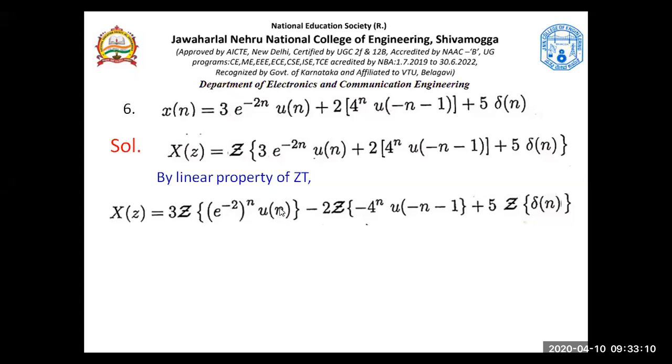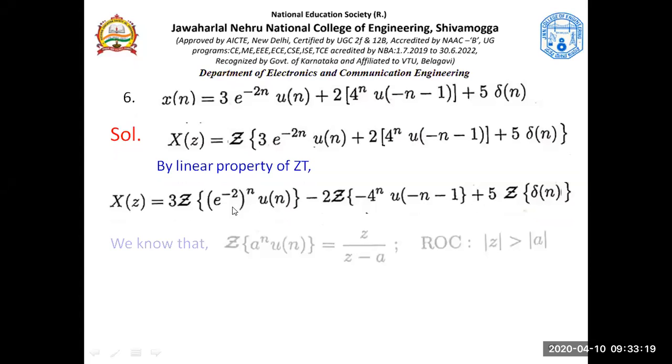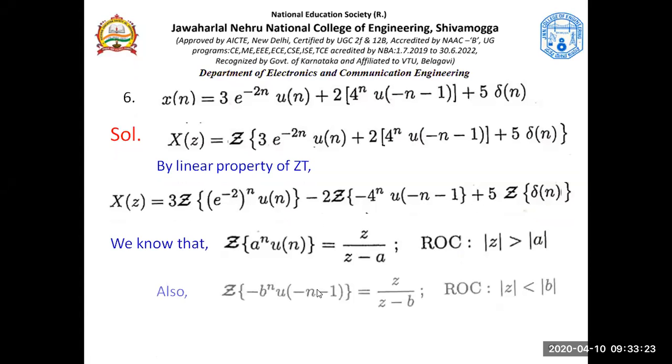It's a to the power n u of n, whose transform is Z by Z minus a. So it is Z by Z minus e power. This is what you need to be using for this, the standard transform. And also this is what you should be using for this: Z transform of delta of n is equal to 1. So using all this, what would be the Z transform of this then?